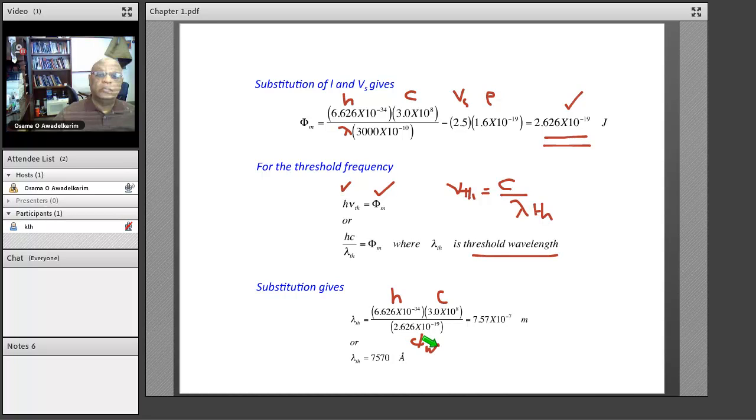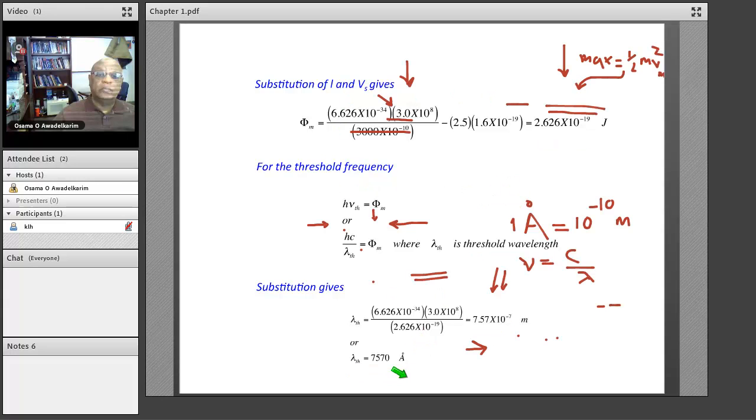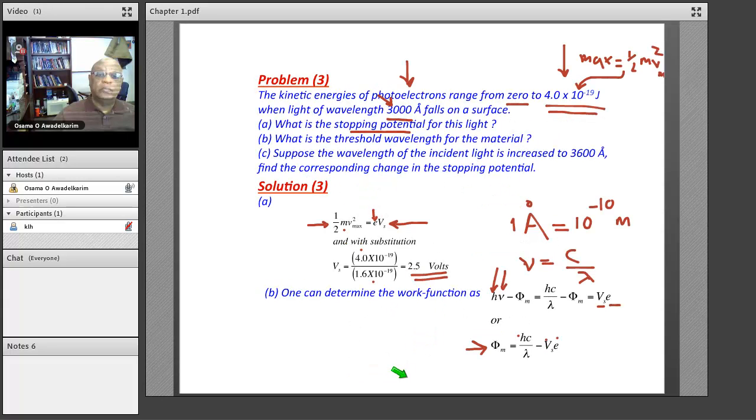And so once we do that, we get lambda_th, which is equal to 7.57 times 10 to the minus 7 meter. If we want to change that into angstroms, we multiply by 10 to the power 10, because 1 meter is equal to 10 to the power 10 angstrom, and we get 7,570 angstrom as our threshold wavelength. Then the last question: suppose the wavelength of the incident light is increased.